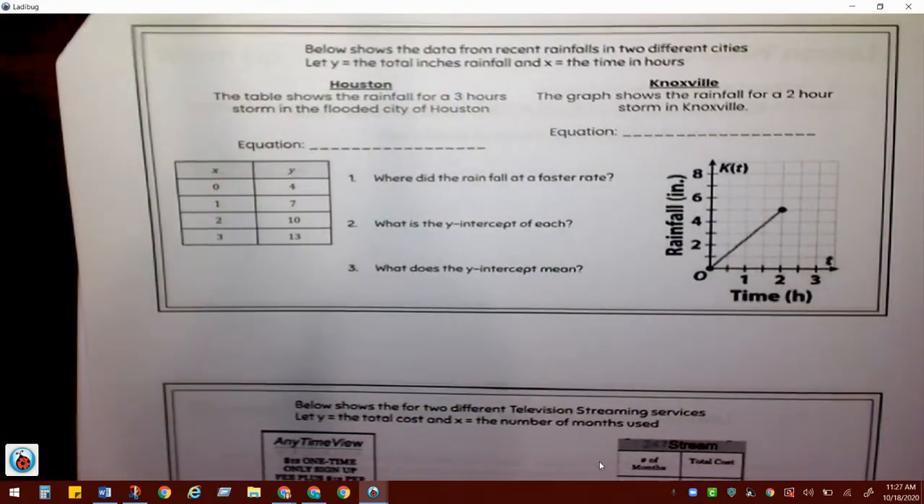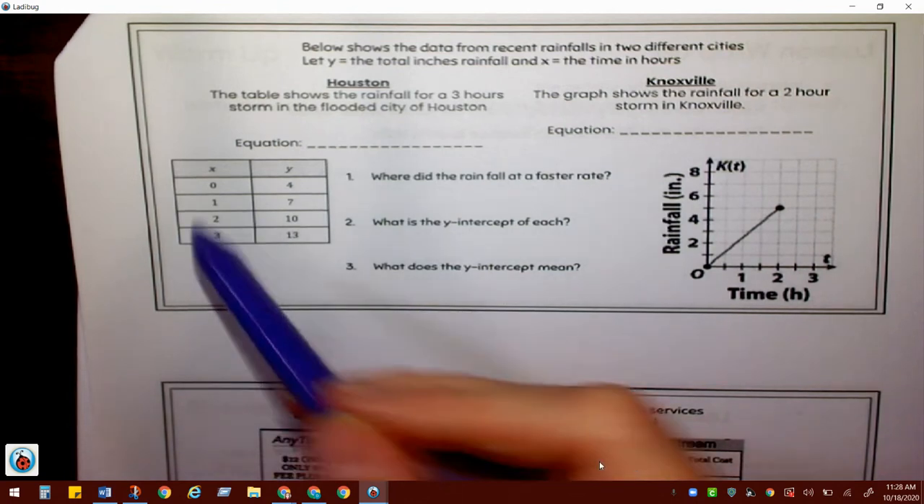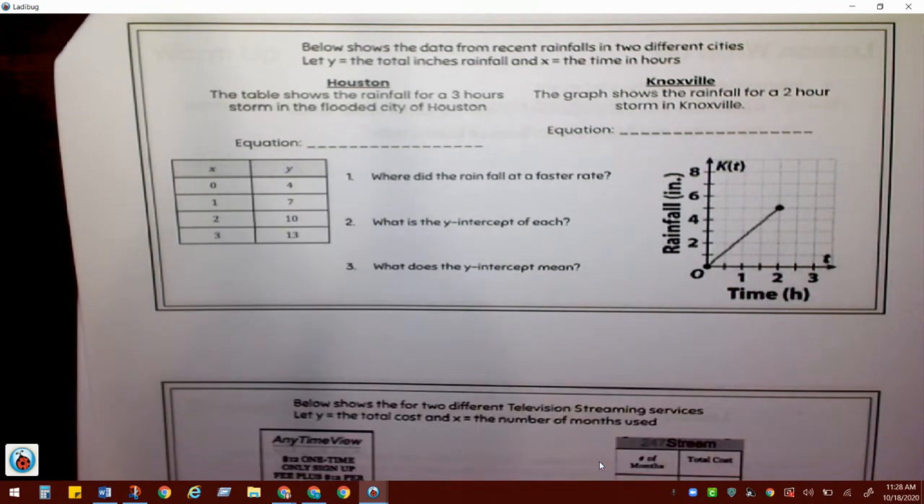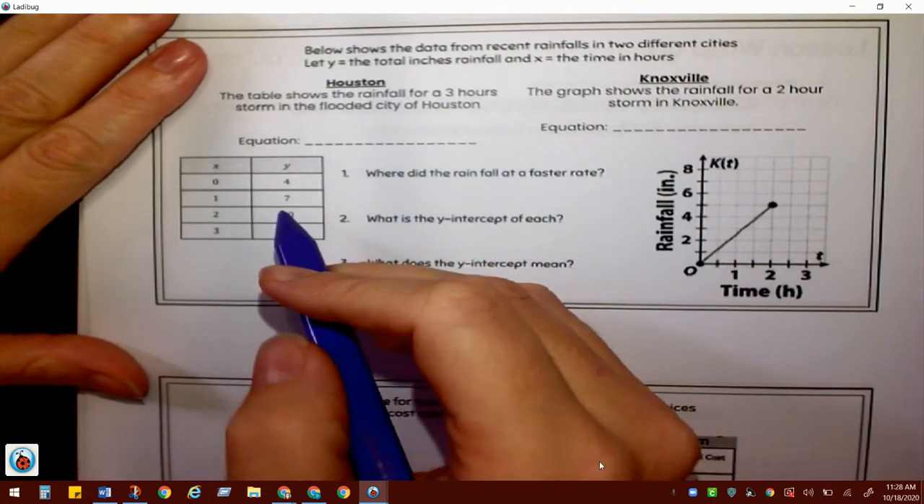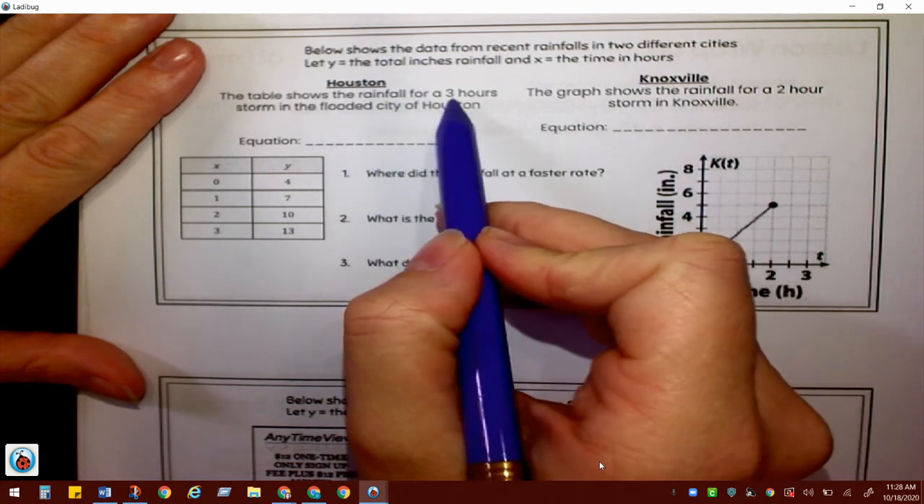And when we're comparing anything, the best strategy is to create an equation from the information given, because then it will be easier to look at the slope and the y-intercept, because our goal is really to compare those slopes and y-intercepts. So in this situation, we're comparing rainfall. We're comparing Houston's rainfall for a 3-hour storm and Knoxville's rainfall for a 2-hour storm.